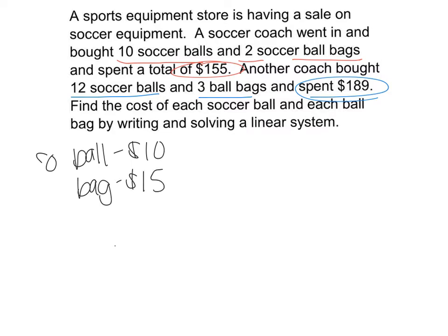I could say, okay, Coach A bought 10 soccer balls. So 10 times 10 is 100. He bought 2 ball bags. 2 times 15 is 30. That means Coach A spent $130. Well, if I look back at the word problem, I see that Coach A actually spent $155. So I know my guess is a little bit off, but I could tweak that a little bit and I could continue to guess and test until I got it right. That is a valid method.